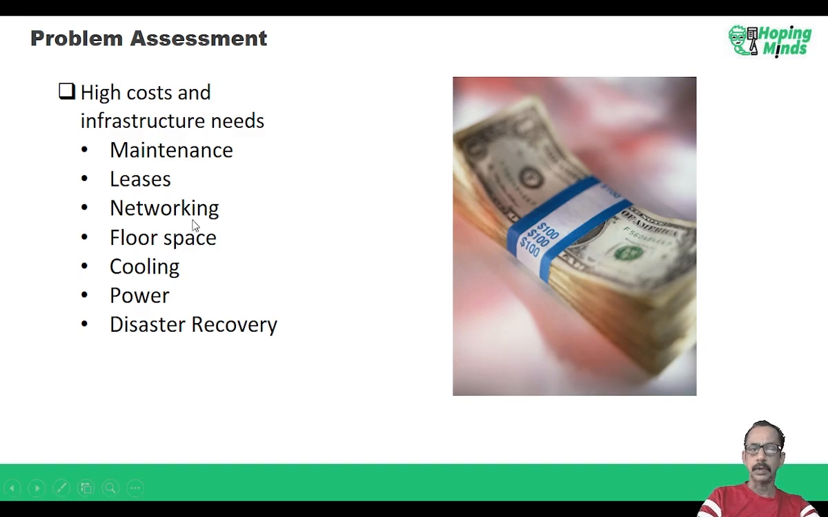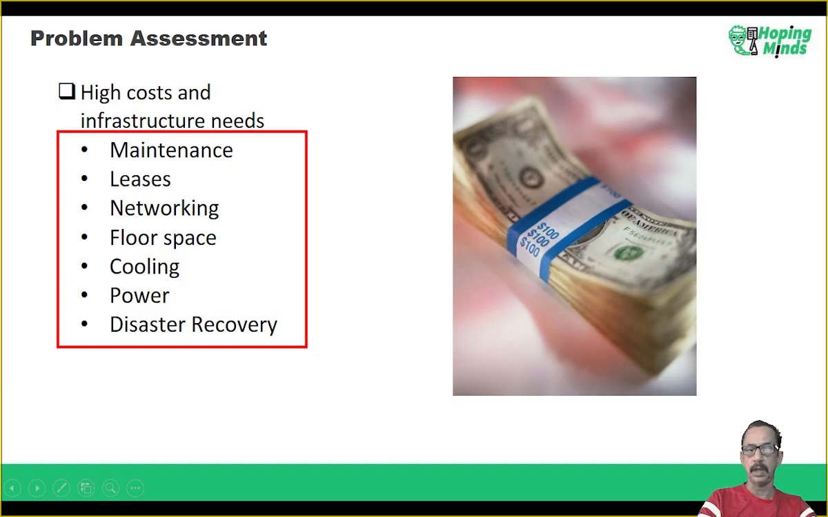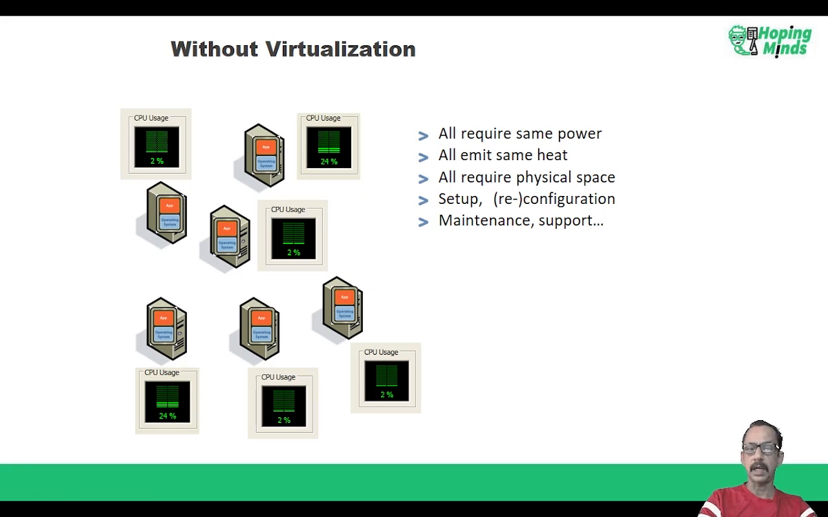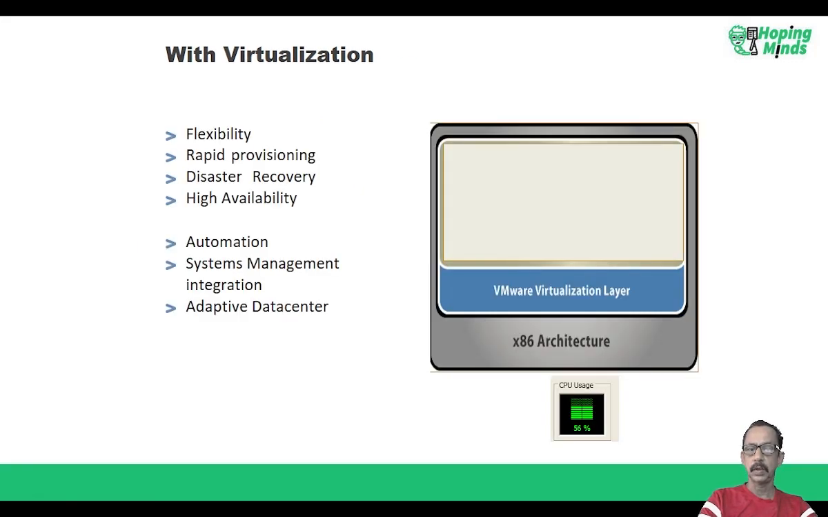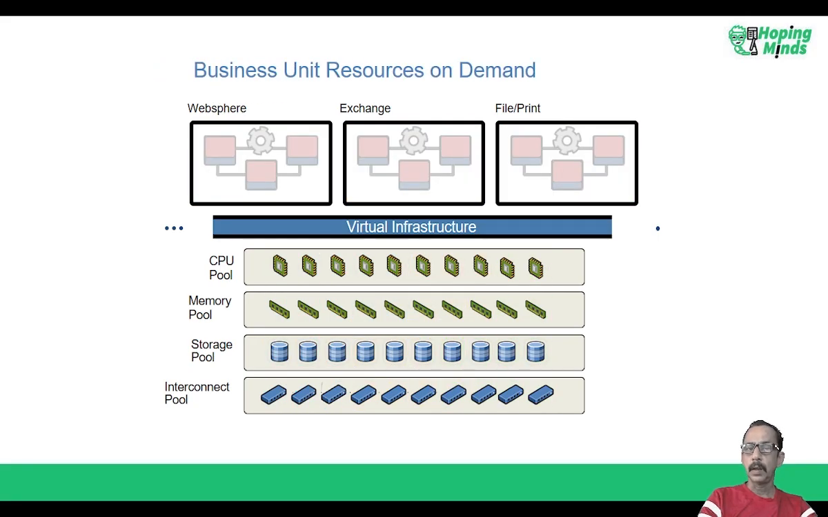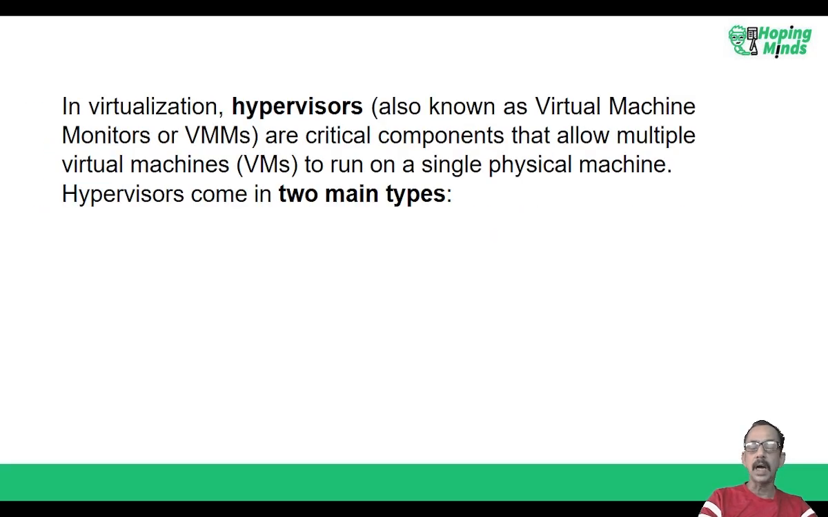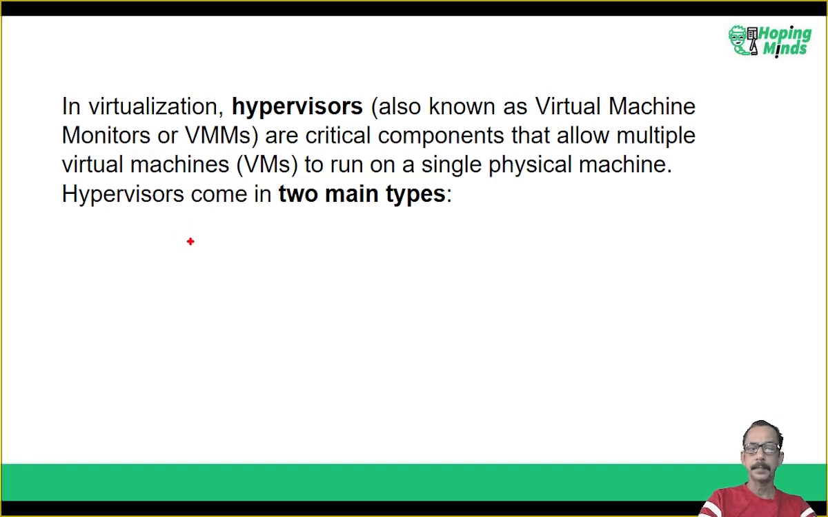It resolved all the issues like maintenance, lease, networking, floor space, cooling, power, and disaster recovery. So all the problems get sorted out with the help of virtualization. After that, we discuss many other things, high availability, resources on demand. Then we discuss the hypervisor, also known as the VMM, virtual machine monitor, which is the critical component that allows multiple virtual machines to run on a single physical machine.